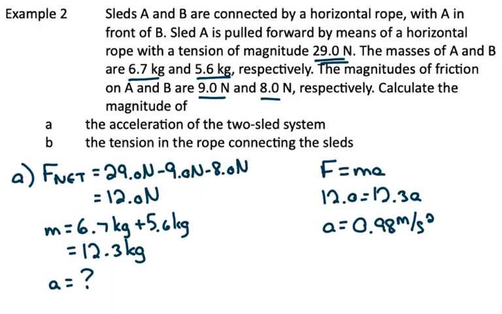Question B, the tension in the rope connecting the sleds. This one is not so easily answered without looking at a free body diagram. So I'm just going to quickly sketch one out. If we have sled B here and sled A here, this is a more complex free body diagram than the ones we've looked at, simply because we now have two objects. So they're connected by this rope.